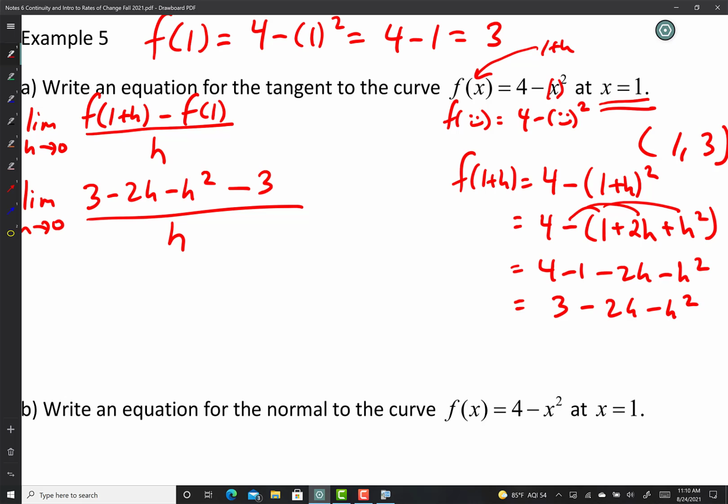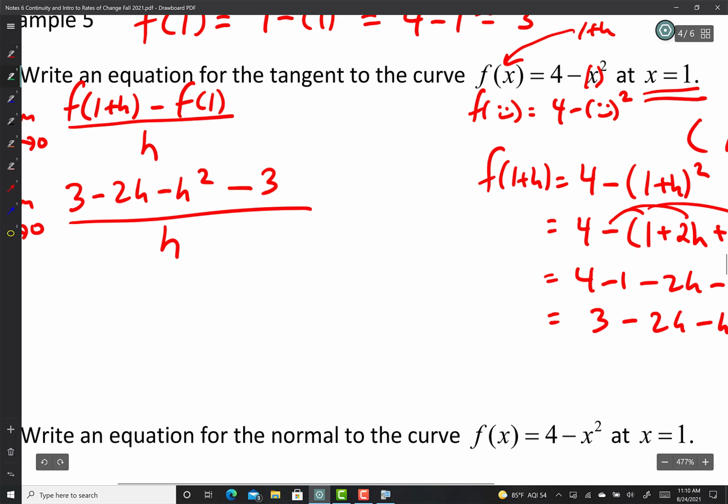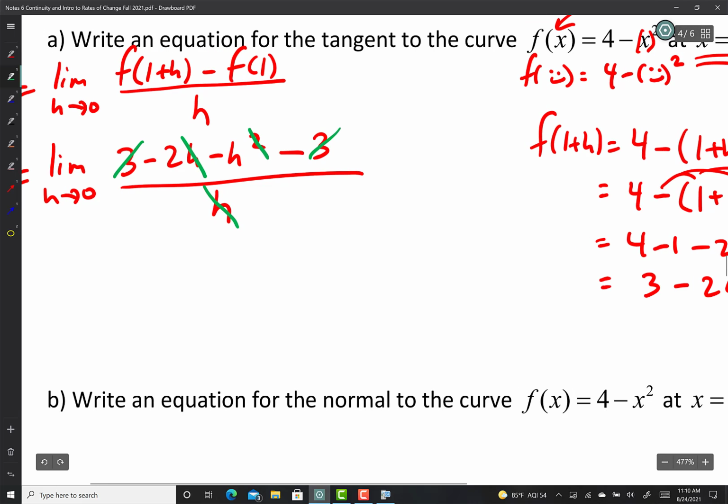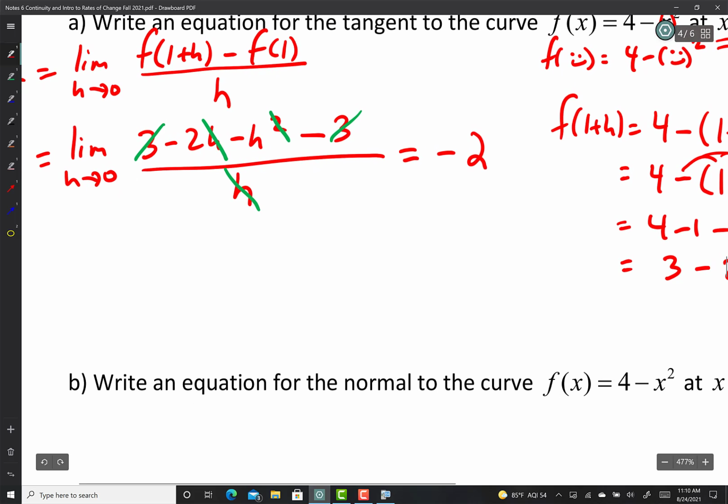All right, we're going to zero out some stuff. The 3's zero out. And I can factor out one of the h's, correct? So cancel, cancel, cancel. And what is h approaching? 0. So this is just negative 2. Do I have my slope? Do I have my point? The slope is negative 2.